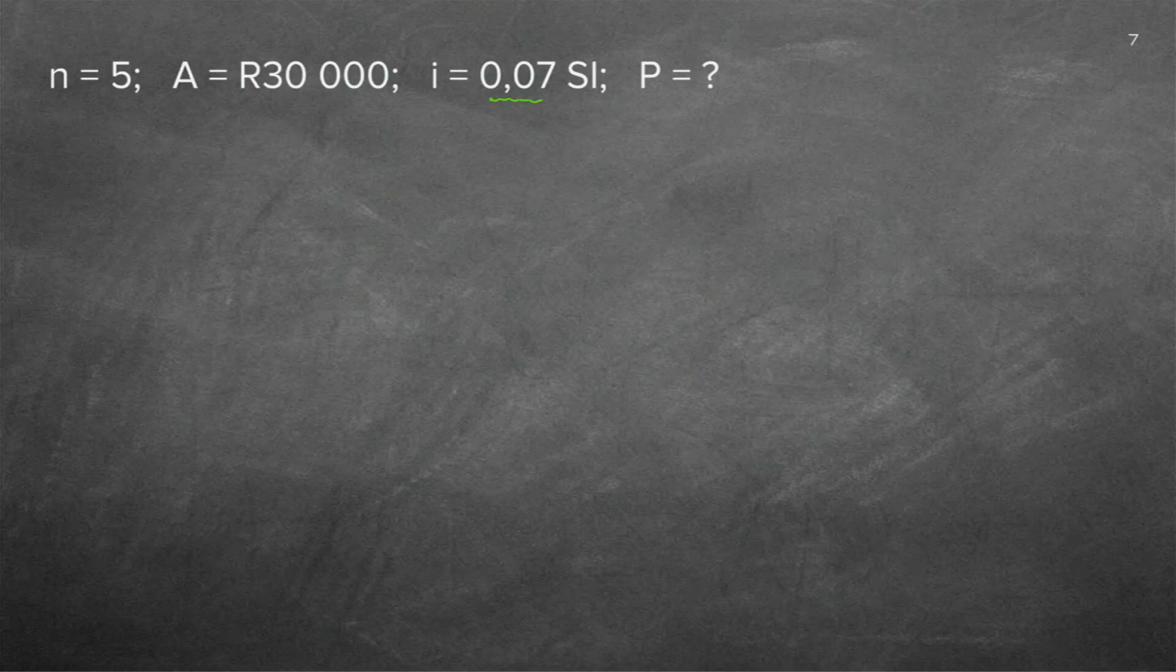Make sure that you check this. It's not 0.7. I'm going to say it a few times because I know it's a common mistake. It's 0.07. And I wrote the SI for simple interest because a little bit later we're going to do compound interest, and then we need to know which one it is we're working with. So I'm going to have to write down my normal formula. A is equal to P(1 plus iN).